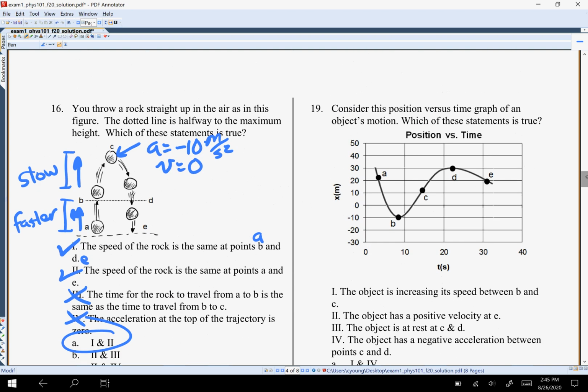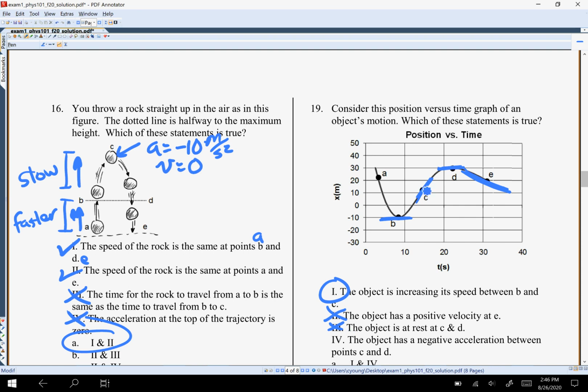Consider this position versus time graph of an object's motion. Which of these statements is true? The object is increasing its speed between B and C. Well, here at B, it basically has zero velocity, and at C, it has a non-zero velocity. So sure, that's true. The object has a positive velocity at E. No, it has a negative slope, so that's not true. The object is at rest at C and D. You might be able to make the argument that it is at rest at D, but definitely not at C. And so this could be correct if I said the object is at rest at B and D, but that's not what it says. The object has a negative acceleration between points C and D.